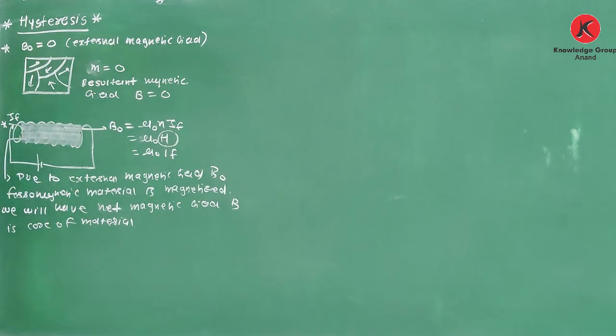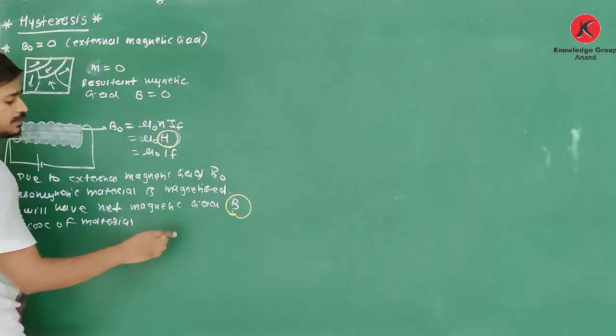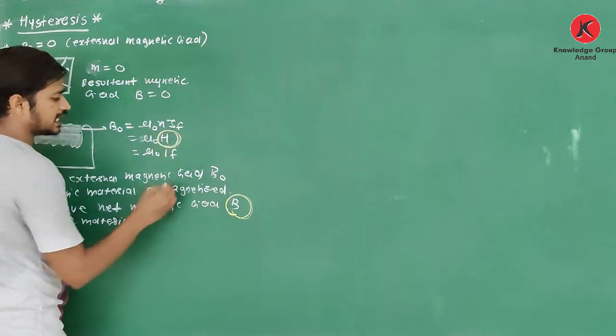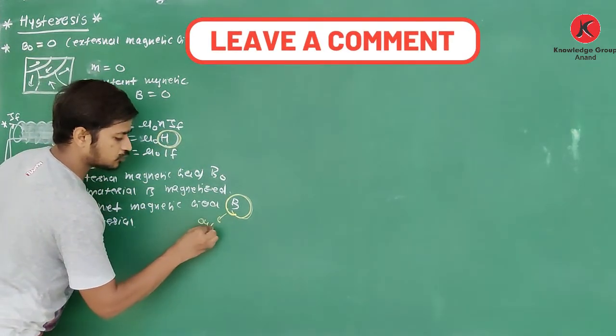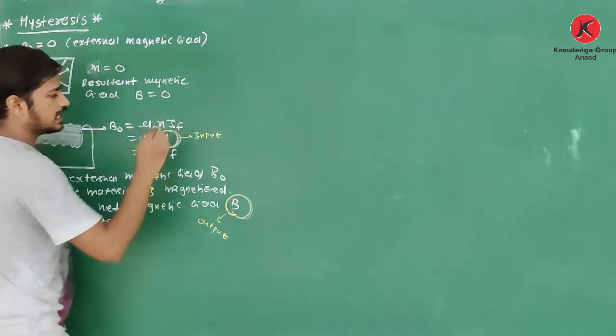then will this ferromagnetic material be magnetized? No, it will not be magnetized. So what will be the resultant magnetic field? 0. Yes, we know that when the external magnetic field is 0, the net magnetic moment is 0, and the resultant magnetic field of this ferromagnetic material is also 0. So we can say the object is not magnetized. The resultant magnetic field B is produced due to this H. So we can consider this B as output, and we can consider this H as input.